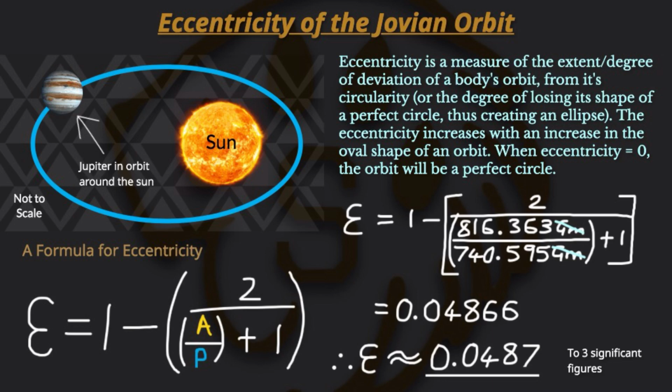So we do that, and then we get our epsilon, which is the eccentricity, being 0.04866, which is approximately equal to 0.0487 to three significant figures, and that's our eccentricity for Jupiter. It's very small compared to the eccentricity of Mercury and the other eccentricities that we have looked at, but yeah, that's basically the eccentricity of Jupiter.